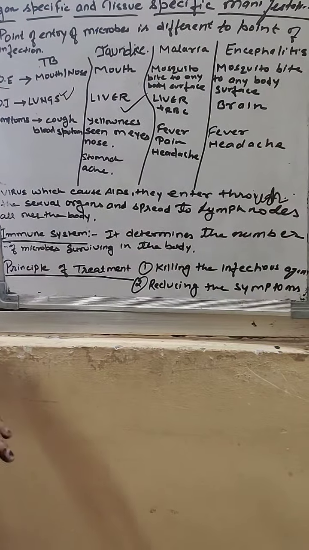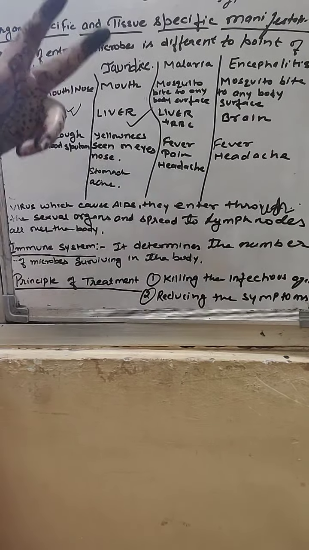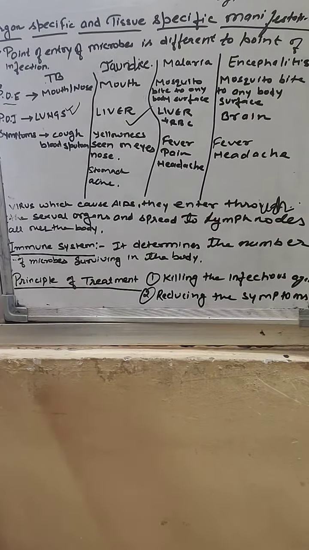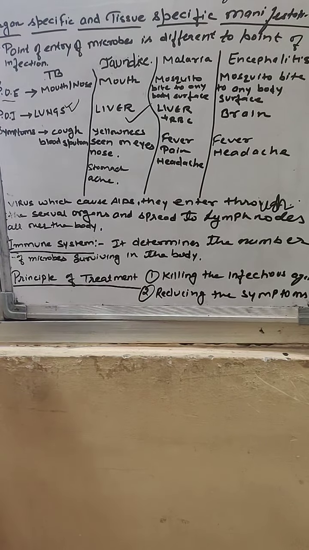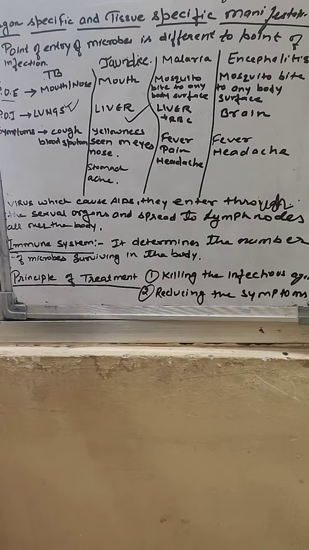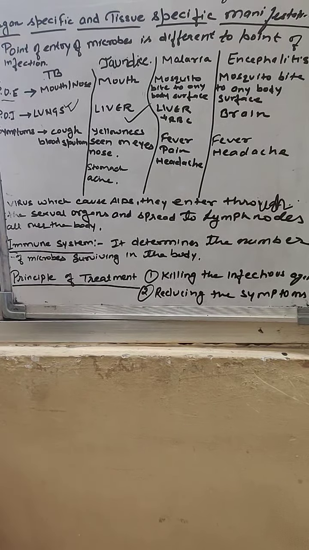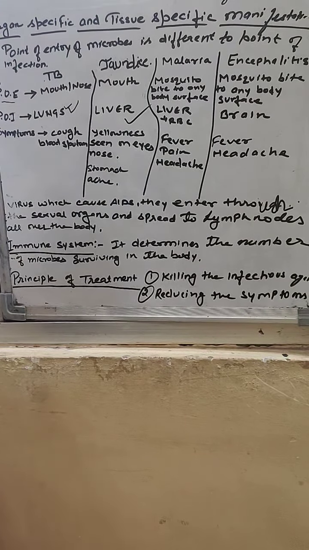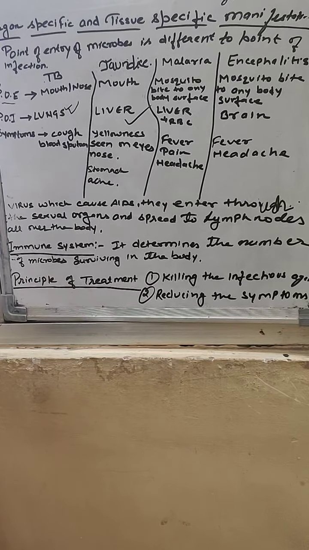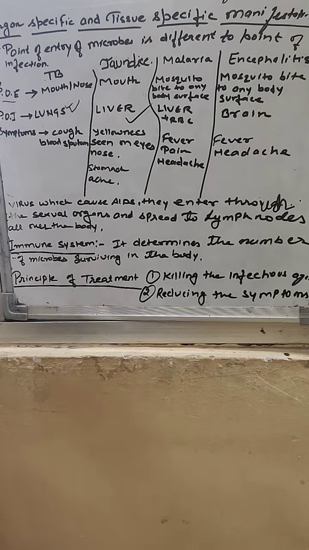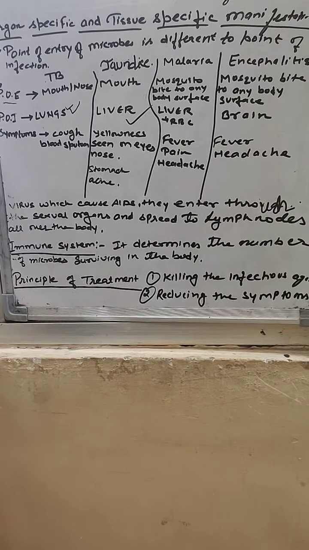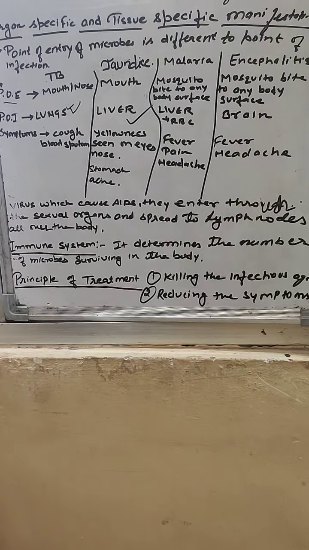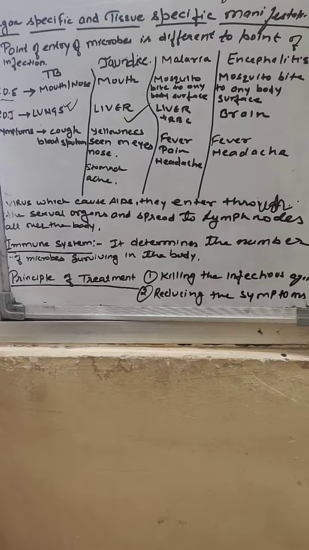Next is malaria. In malaria, what is the point of entry? The point of entry is any body surface, because a mosquito can bite anywhere. So through any body surface, the plasmodium, the pathogen, comes into our body and directly targets the liver, and from the liver it bursts the RBC. We will start to have symptoms like fever, pain, headache. Then we go to the doctor. He or she, after taking some lab tests, proves that we are having malaria.